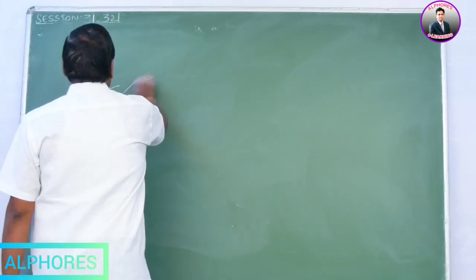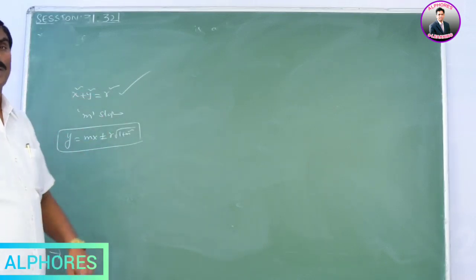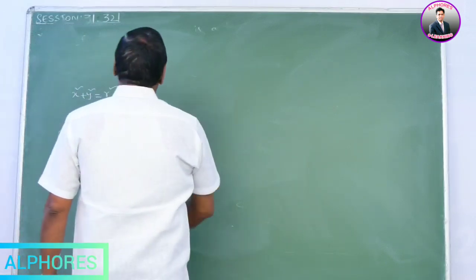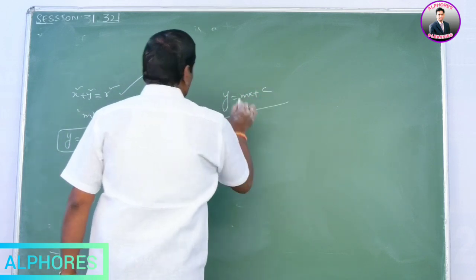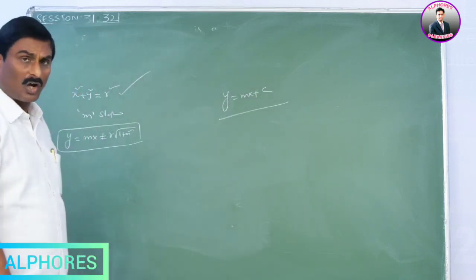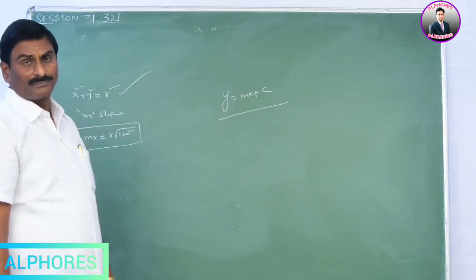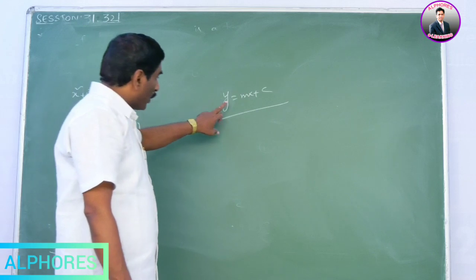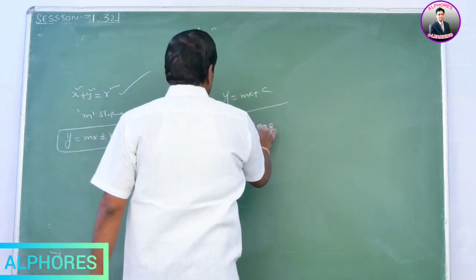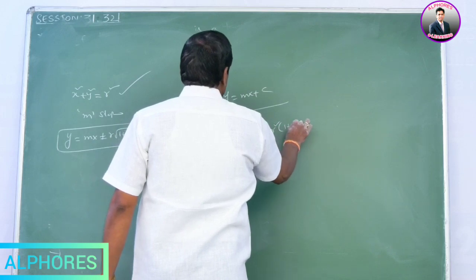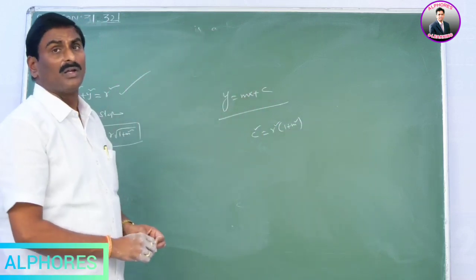Given circle is x square plus y square is equal to r square. m is the slope of the tangent. If m is the slope of the tangent, then y is equal to mx plus c is one of the lines whose slope is m. So let y is equal to mx plus c be the tangent to that circle. Already we proved that if the line y is equal to mx plus c is a tangent to the circle x square plus y square is equal to r square, then c square is equal to r square into 1 plus m square. In the previous theorem we already proved this value.